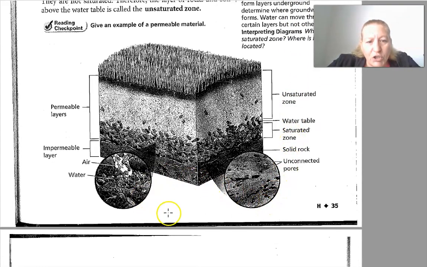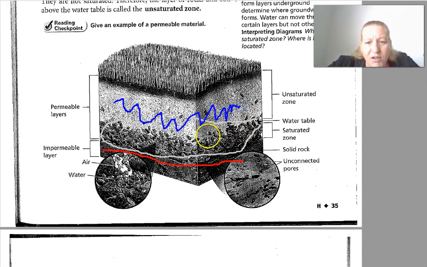So, let's look at these. We have unconnected pores and we have solid rock, just like granite. So this is our impermeable layer. Water cannot go through this layer here. And then we have a saturated zone. This means there are no air holes, there's only water here. So this is like our water table. Oops, that didn't get very dark. And then up here we have our unsaturated zone. The water goes through all this area to where it's stored in the bottom. Okay, all right.